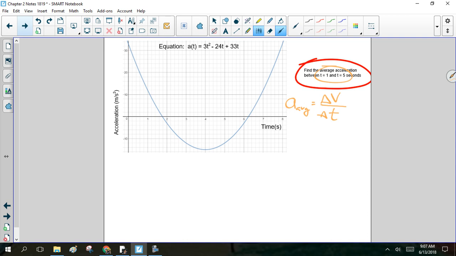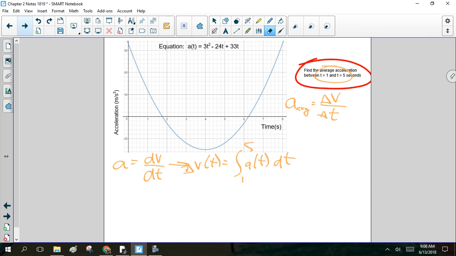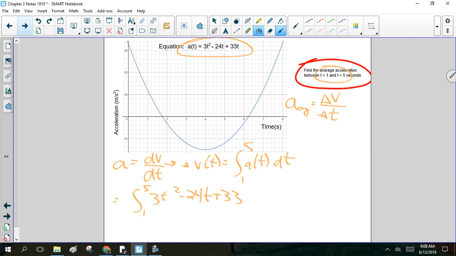So I know that acceleration is the derivative of velocity with respect to time. So that means that velocity is the integral of acceleration with respect to time, but I want to change between 1 and 5. Okay, so we want the integral between 1 second and 5 seconds of the acceleration, 3t squared minus 24t plus 33. Again, forget about the t there.